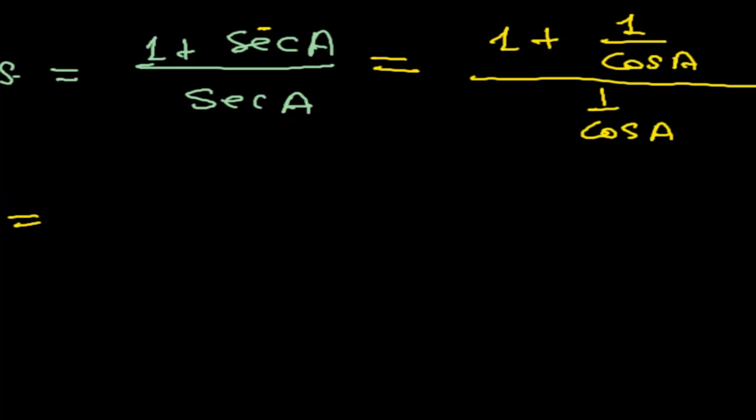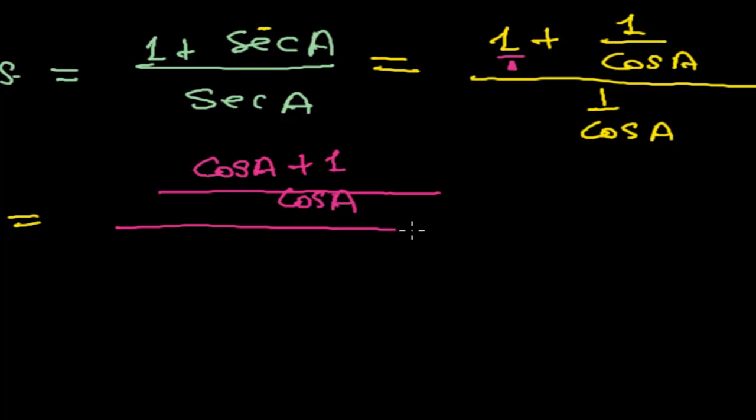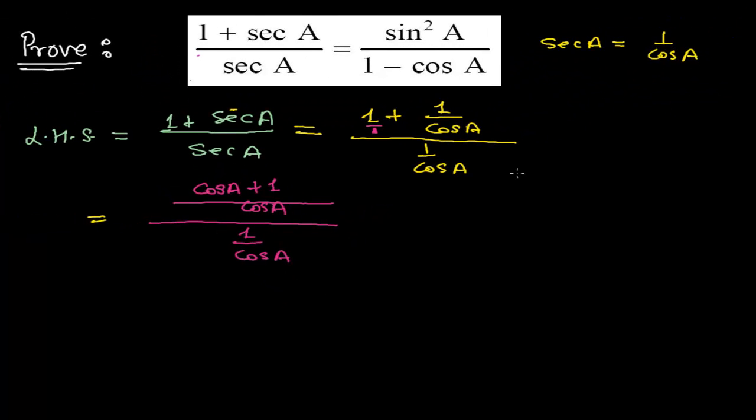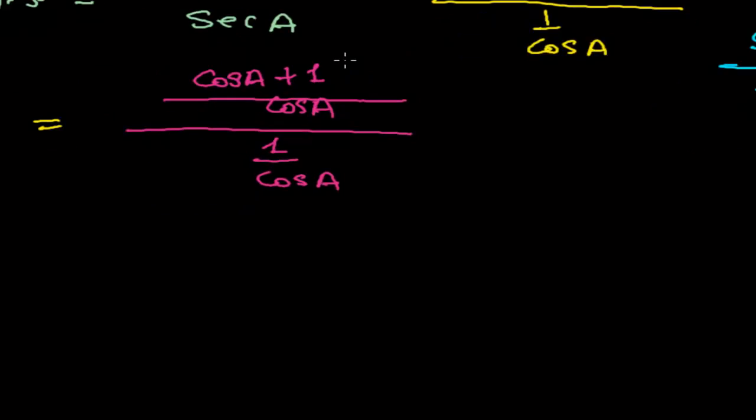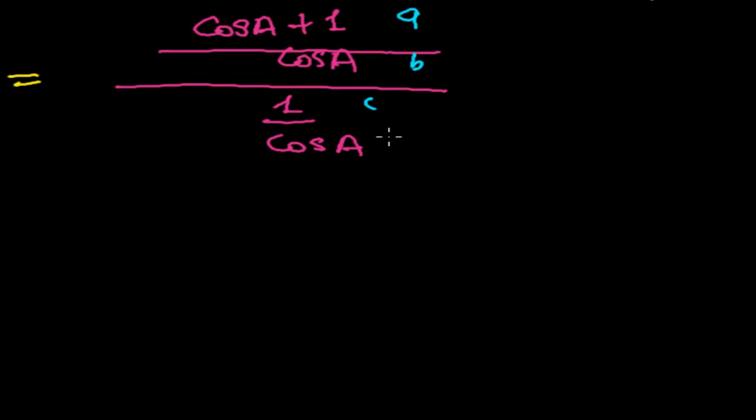Now it's equal to, there is nothing, so there will be 1, then I have to take the LCM of 1 and cos a, that will be cos a, and then this cos a divides the 1, and we get cos a plus 1, and then whole divided by 1 plus cos a. As I already told you in earlier videos, a upon b divided by c upon d is equivalent to a upon b times d upon c. So same thing I'm going to do here.